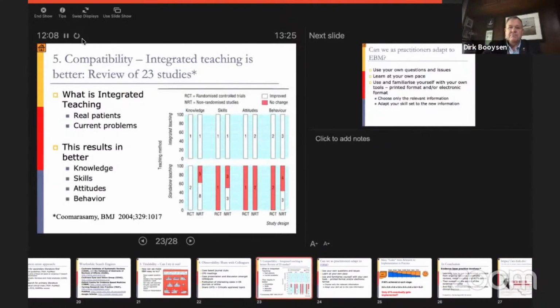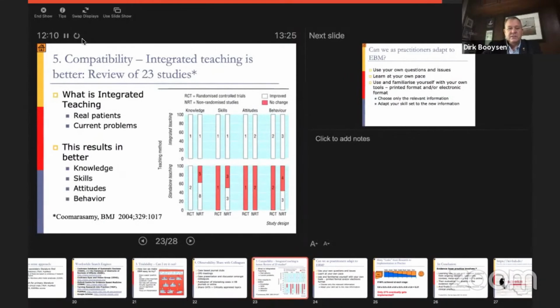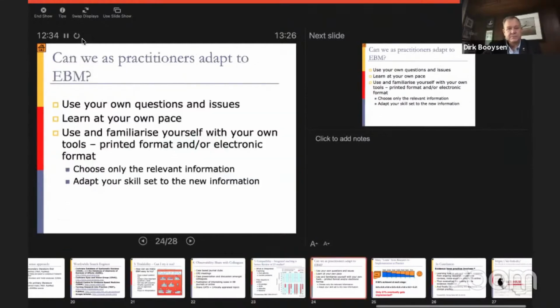And compatibility. Now, this specific study, after a review of 23 studies, says integrated teaching is best. So when you have real patients and current problems, this results in better knowledge, skills, attitudes, and behaviors. And you can see the results of the study with integrated teaching outperforming the standardized teaching method. So try and integrate your teaching into your practice with real patients and current problems.